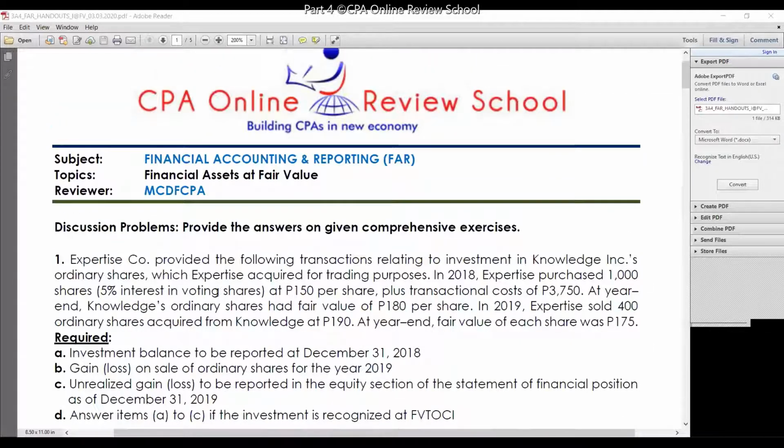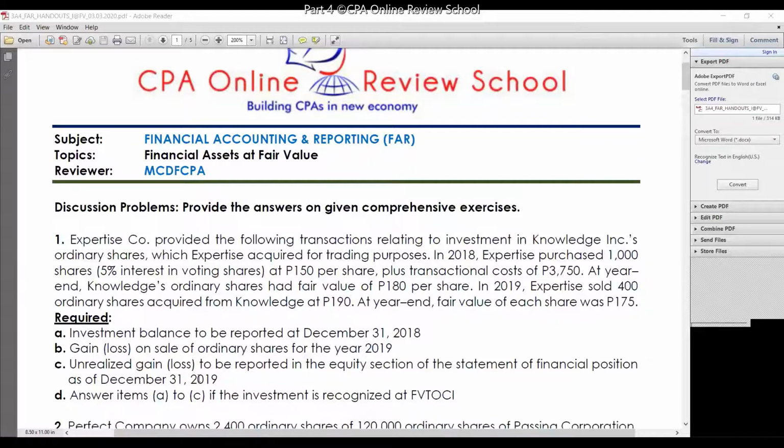So, these are the questions. Investment balance to be reported in the statement of financial position, December 31, 2018. Gain or loss on sale of ordinary shares for 2019. Unrealized gain or loss in the equity section of the statement of financial position as of December 31, 2019. And letter D: answer A to C, assuming this type of investment.